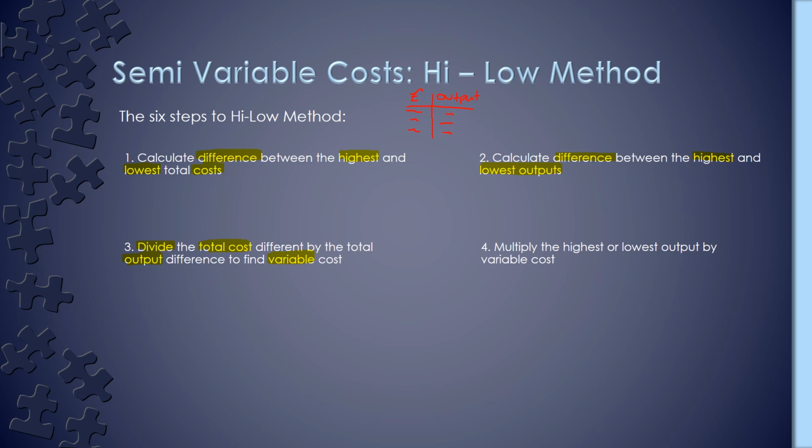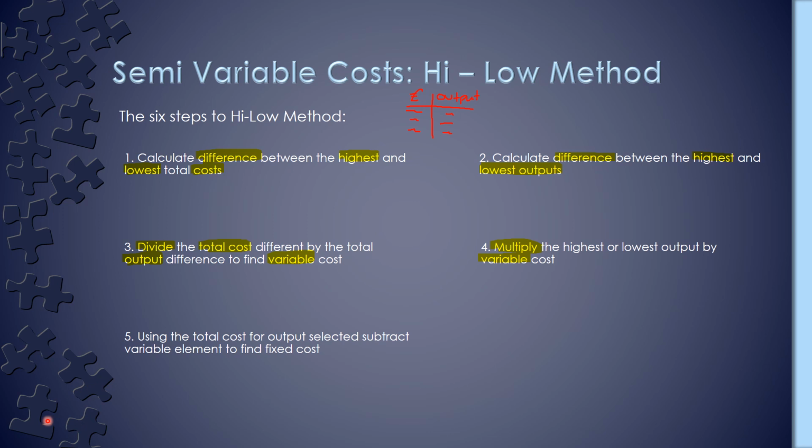Once you've found your variable cost, you're then going to multiply either your highest or lowest output by the variable cost that you've just found. So you're going to take one of these, either the highest or the lowest, it doesn't matter which, but only the highest or the lowest. You're going to multiply it by the variable cost you found in step 3 and make a note of that figure, because that is then going to be your variable element of your total cost.